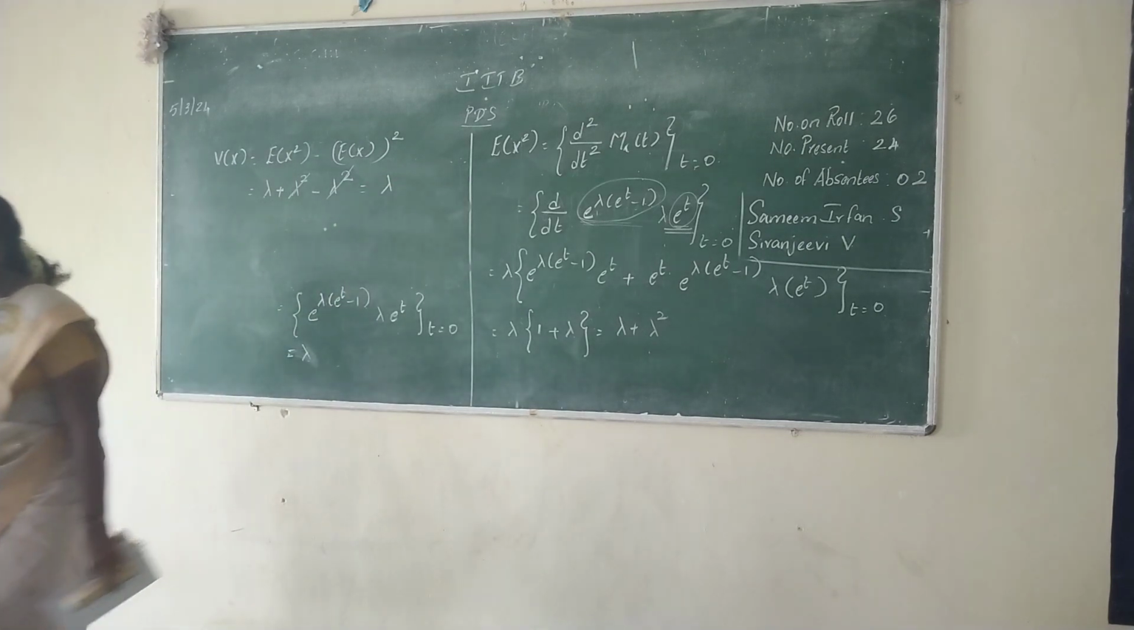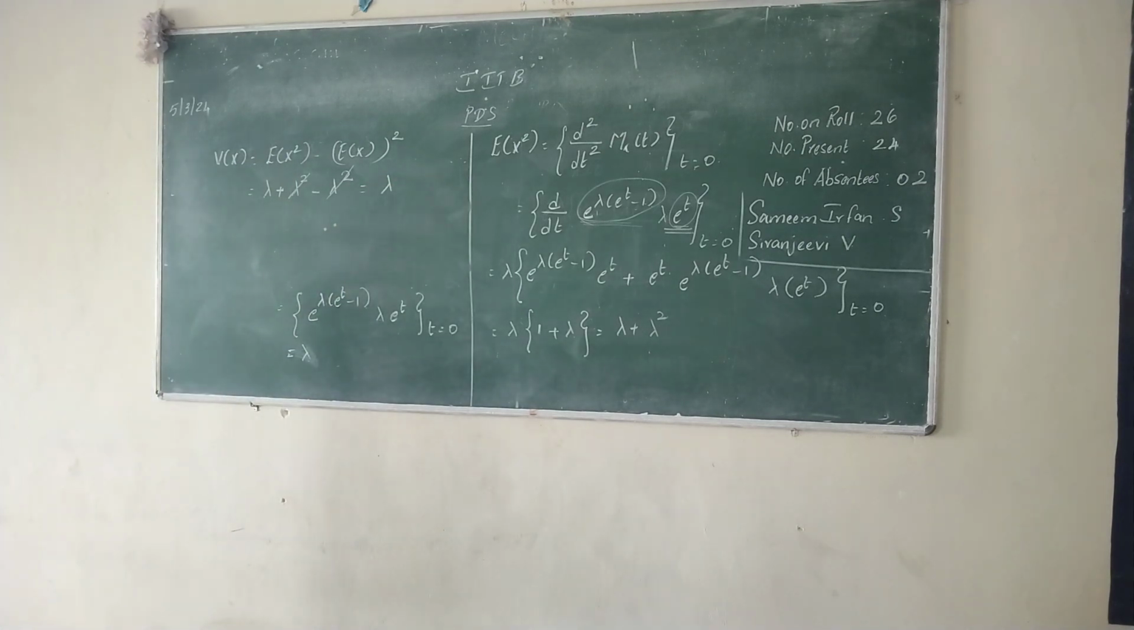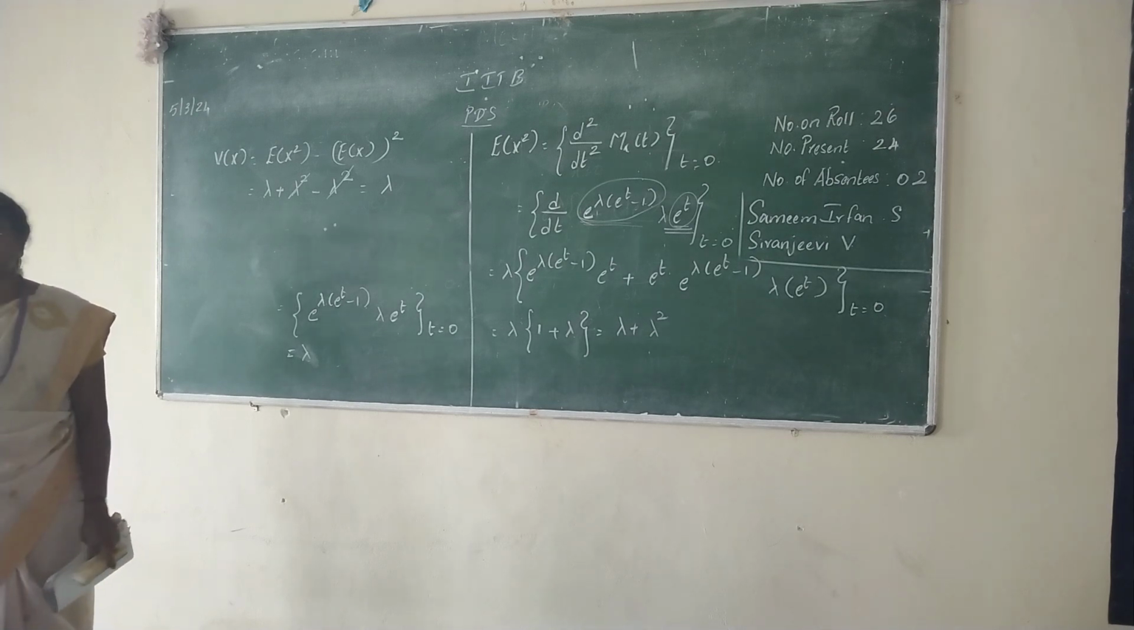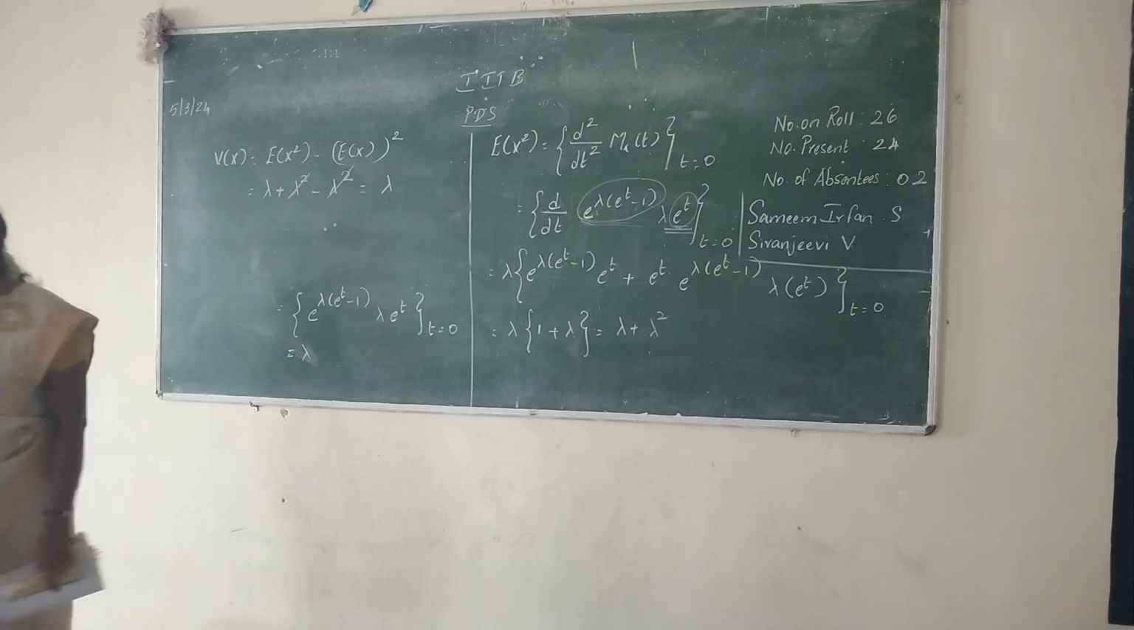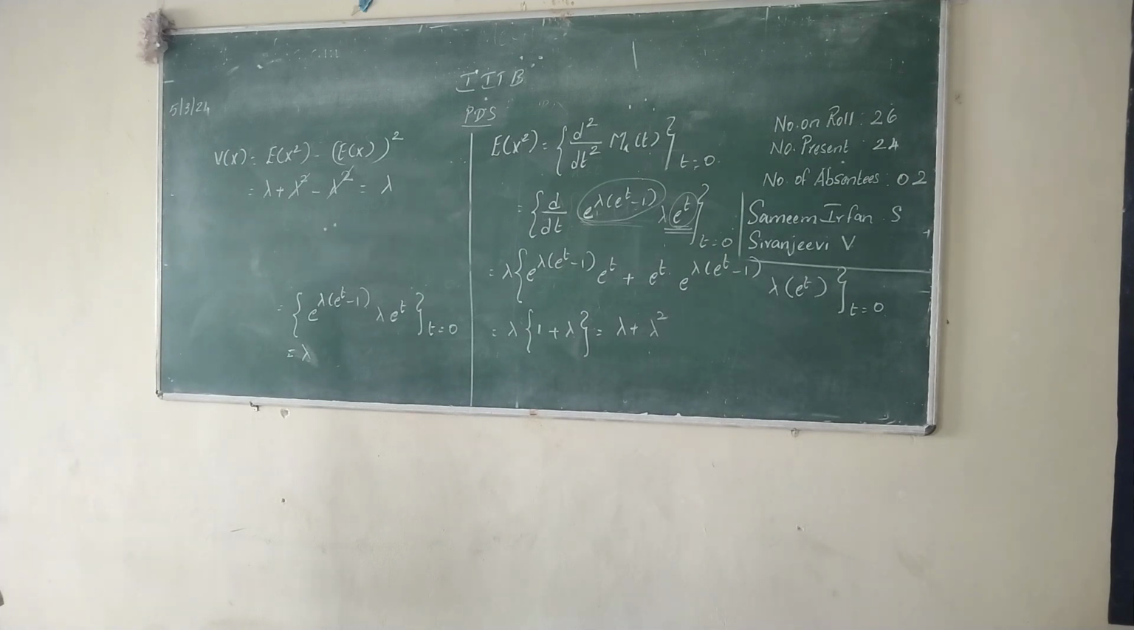So for the Poisson distribution, mean and variance are the same. Both are equal to lambda. So lambda is a parameter as well as the mean as well as the variance for the Poisson distribution. All three are the same value.